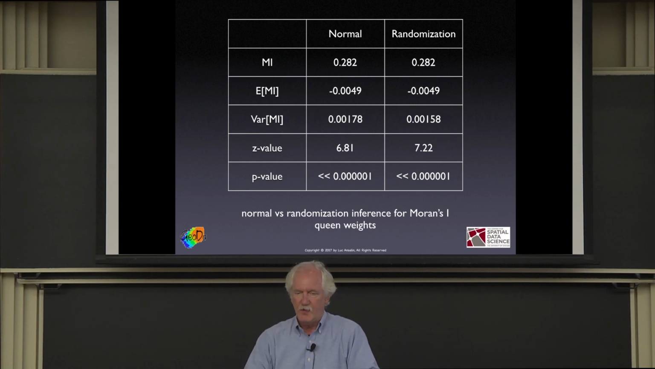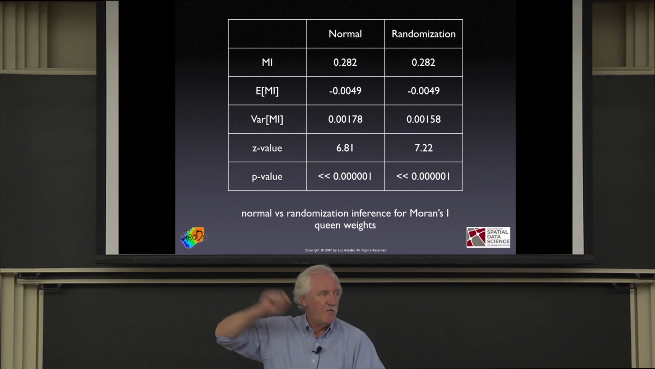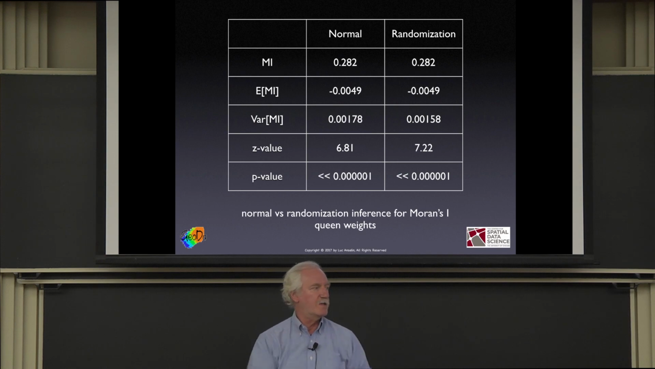And the theoretical mean is the same whether you take a normal assumption or a randomization assumption. That doesn't matter. The variance does matter between the two. And it's very interesting. The variance for the normal assumption is, if I remember this correctly, not affected by the weights, but the variance for the randomization assumption is affected by the weights. We'll see in a second whether that's correct or not. But then we take Moran's I, subtract the mean, divide by the square root of the variance, and we have our z-value. And then we can compare them.